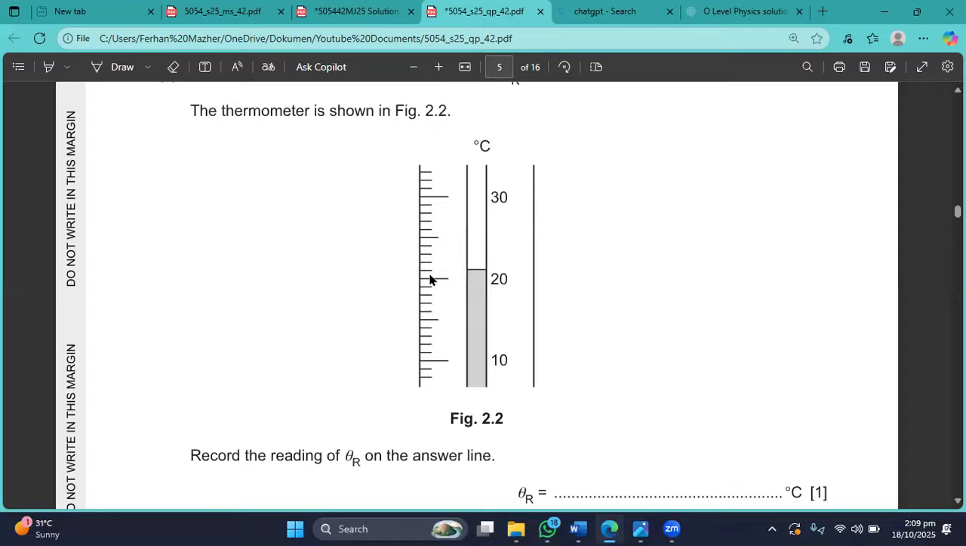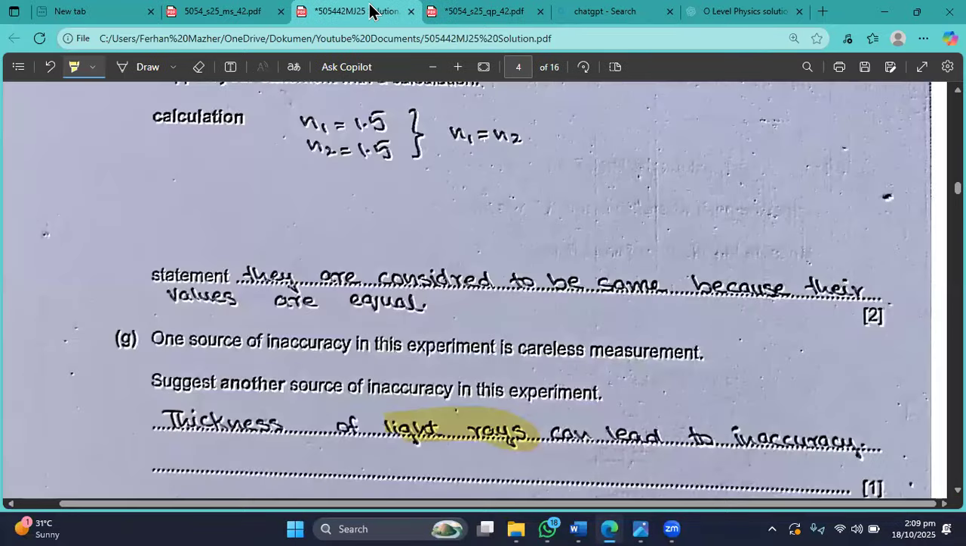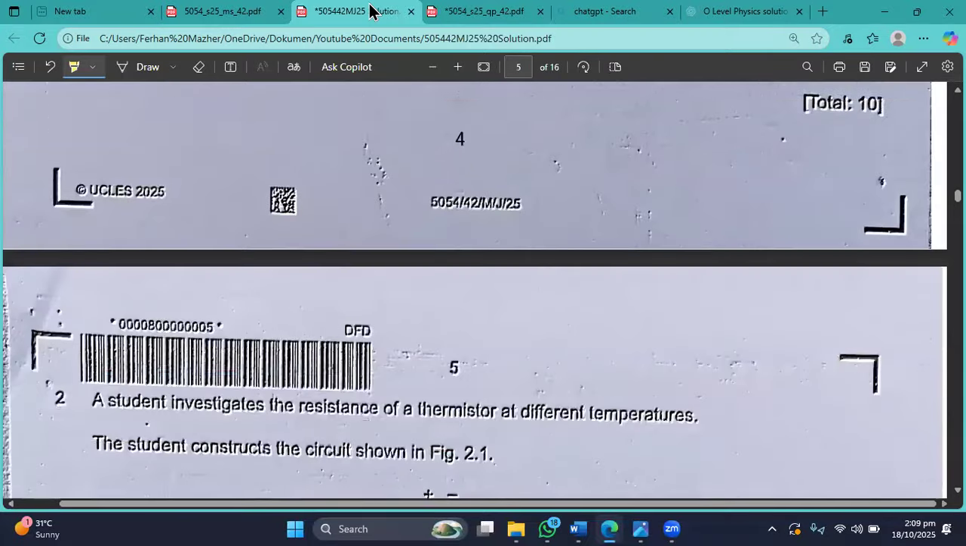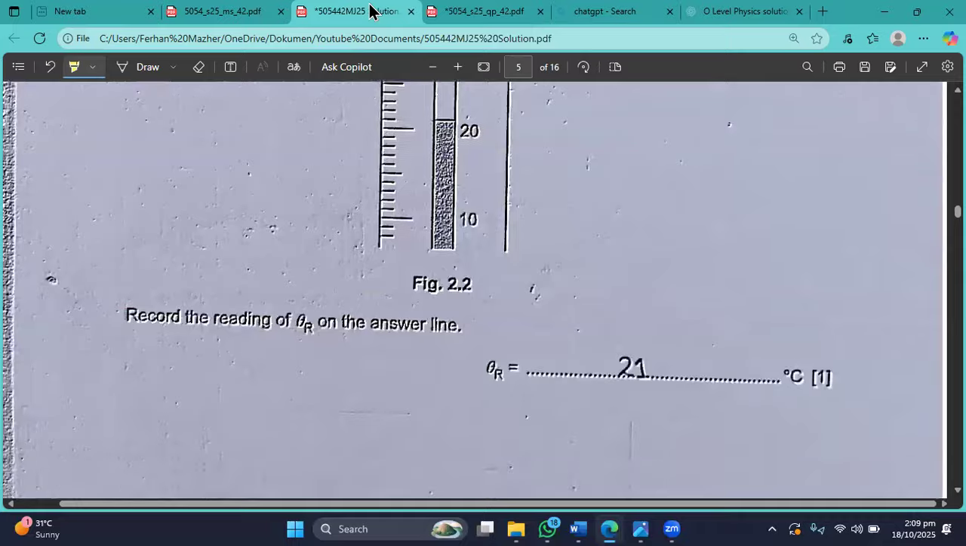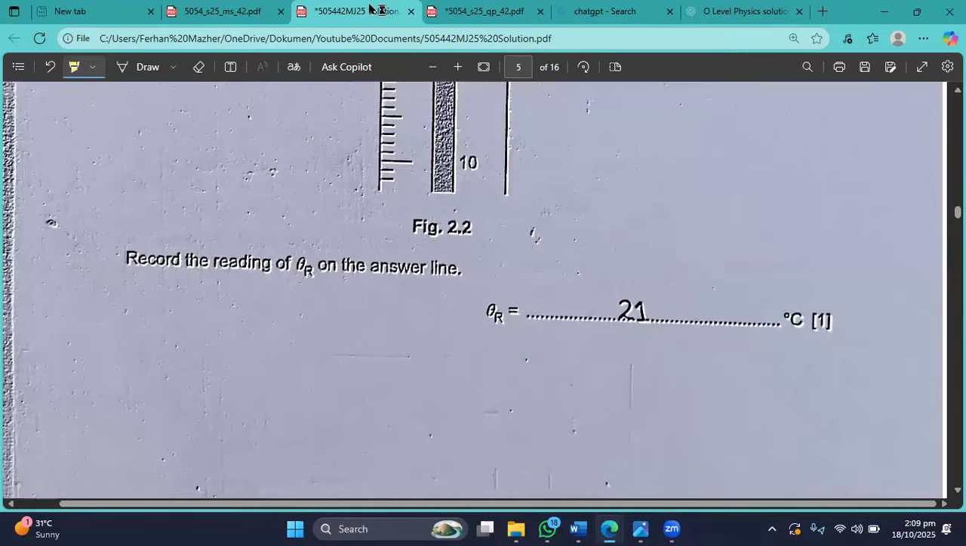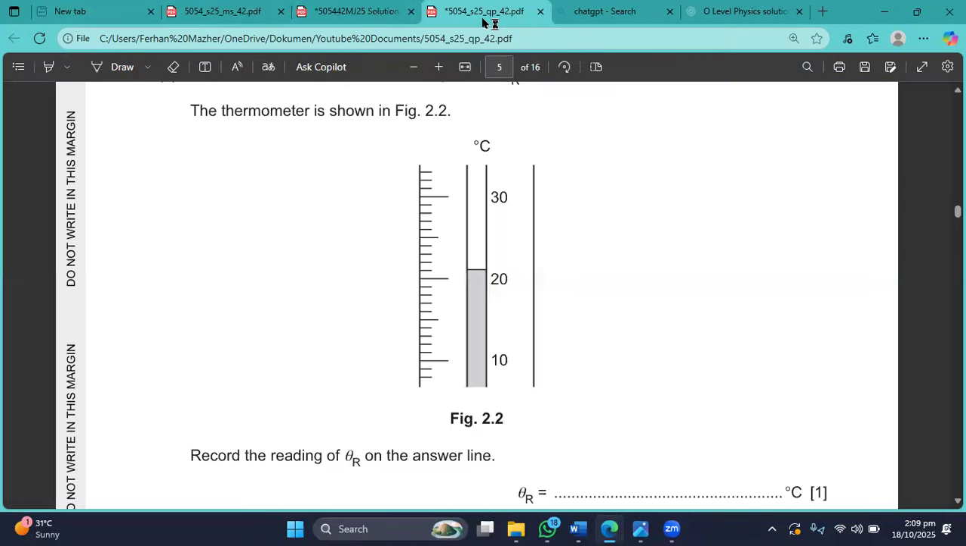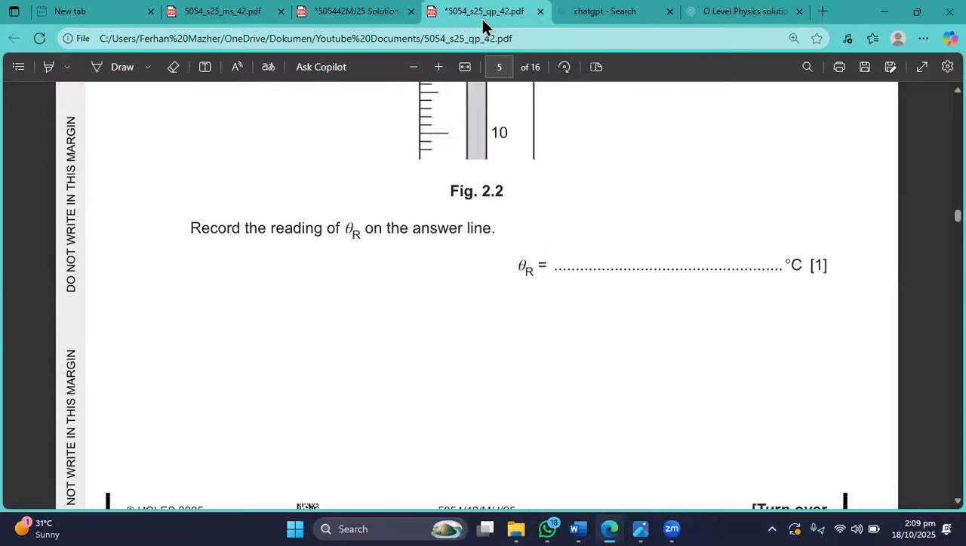So how much is this temperature? This is 20, this is 30. So this is, I think, 21. So this temperature, I think, is 21. So let me show you. So here we have noted that the room temperature is 21 degrees centigrade.